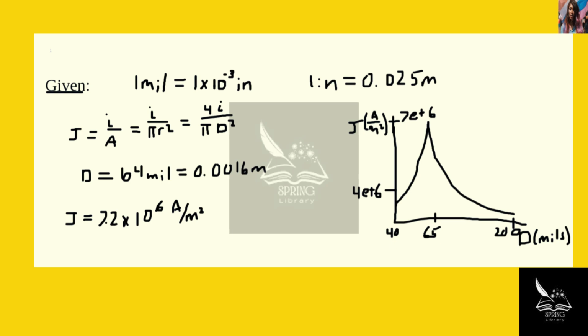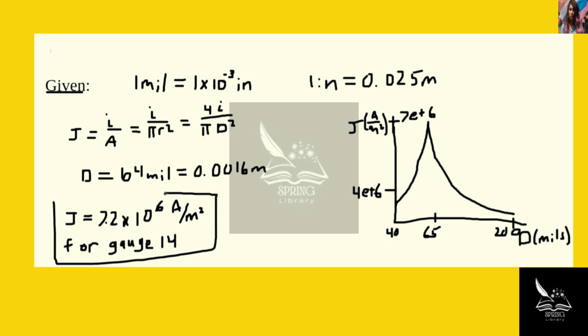Okay, so we were able to plot the safe current density as a function of diameter, and we were able to show which gauge has the maximum safe current density. It's the gauge 14. So we can also write here for gauge 14. All right, we can box all of that in as our solution, as well as this graph over here.